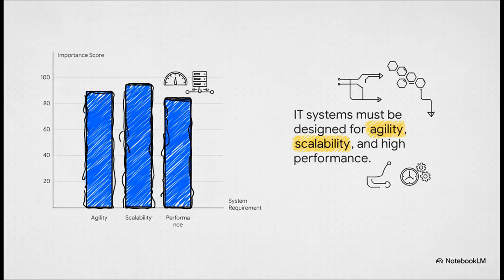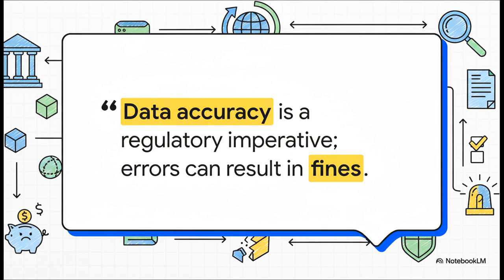So you can imagine the tech running this whole show has to be absolutely top-notch. It needs three things. It has to be agile enough to change on a dime when regulations get updated. It has to be scalable to handle huge amounts of data. And it needs the raw performance to hit those brutal T+1 deadlines day in and day out. And here's the bottom line, right? There is absolutely zero room for error. Getting the data wrong isn't just a simple mistake or a technical glitch. No, it's a regulatory failure, and it can lead to some seriously painful fines.